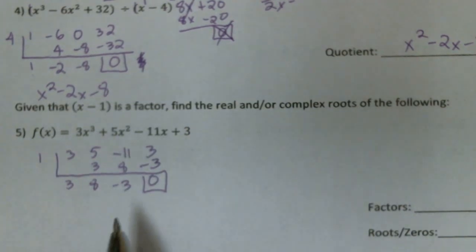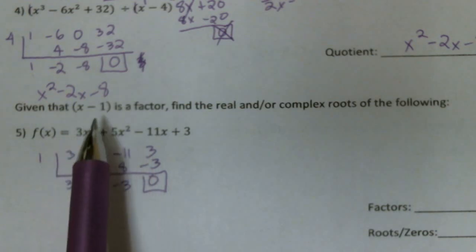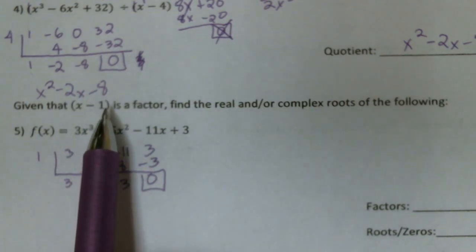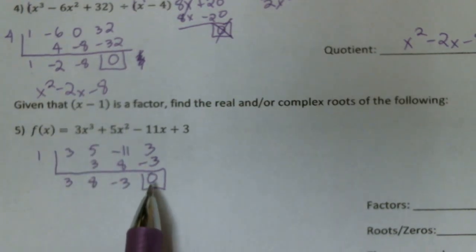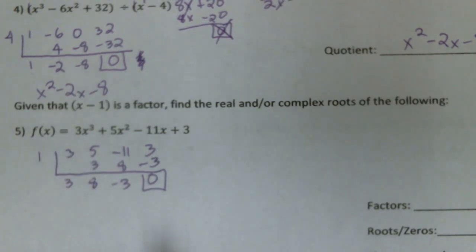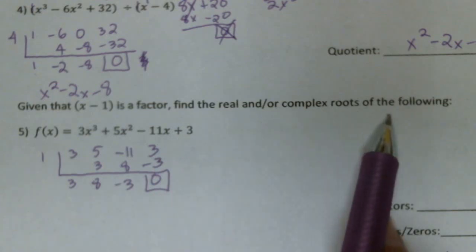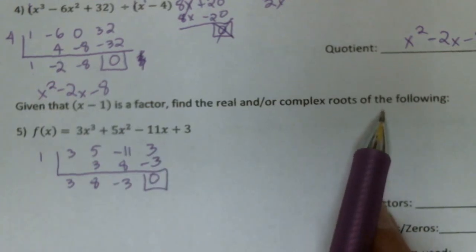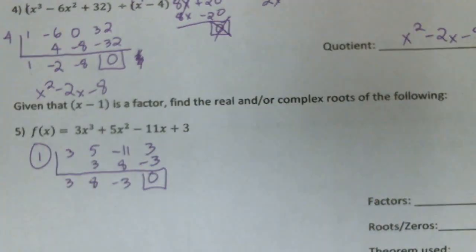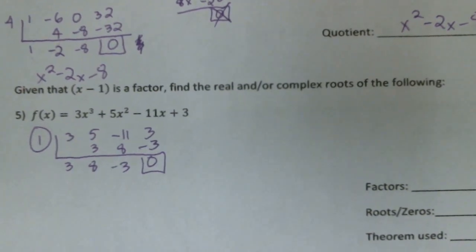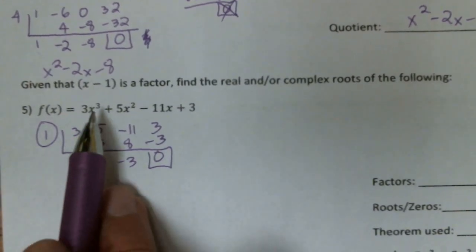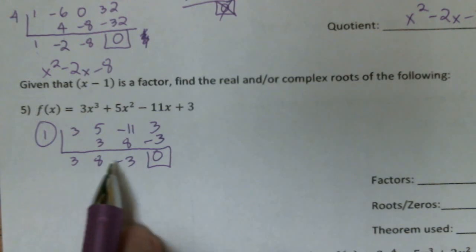Does that make sense? Were we supposed to get a remainder of 0? Absolutely. If they tell me that is a factor, that means that when I do synthetic division, I will get a remainder of 0. Otherwise, it wouldn't be a factor. But now they're asking us to find all of the possible roots, the zeros. Well, there's one of them. So one of my zeros I know is going to be a 1. Now I've got a quadratic. I've knocked this cubic down to a quadratic that I can now solve.